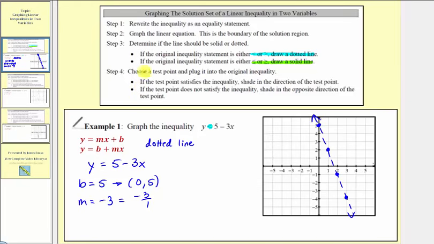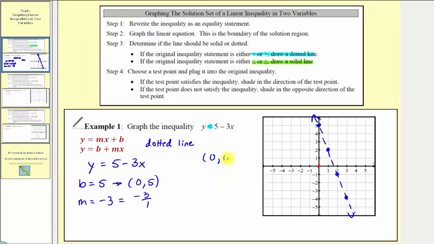For our final step, step 4, we choose a test point and substitute it into the original inequality. If the test point satisfies the inequality, we shade in the direction of the test point. If the test point does not satisfy the inequality, we shade in the opposite direction or opposite side of the test point. The easiest test point to select would be the origin, as long as it's not on the line. So this point here, which would be the ordered pair 0, 0.